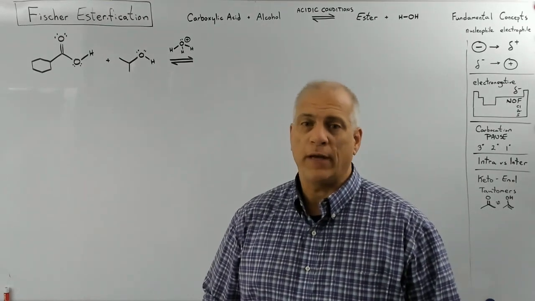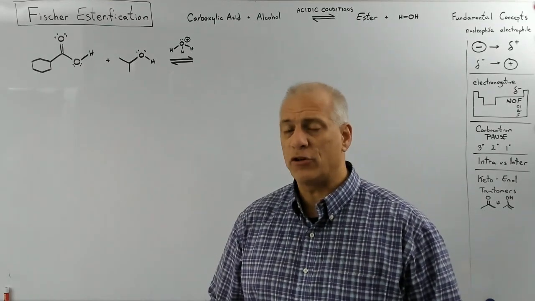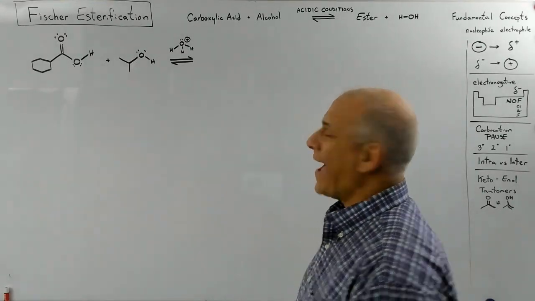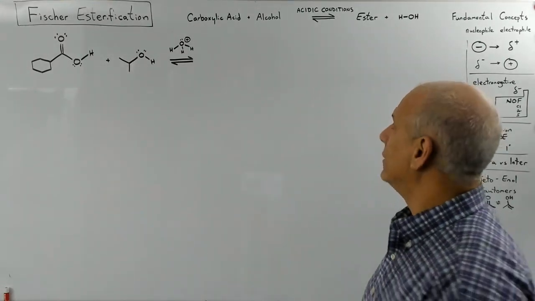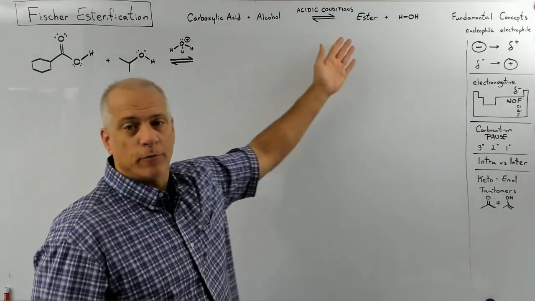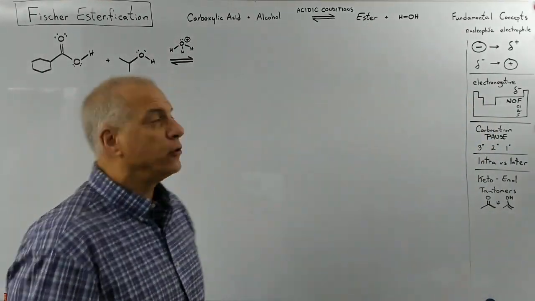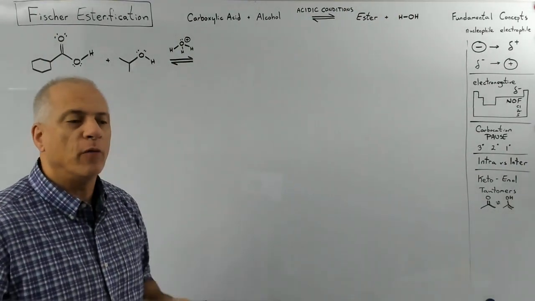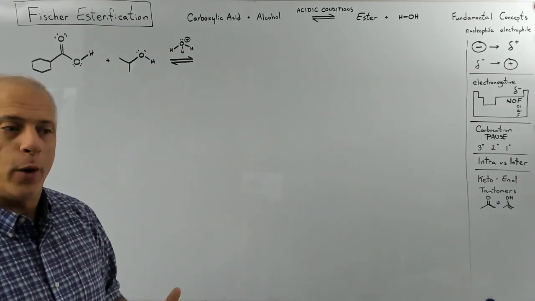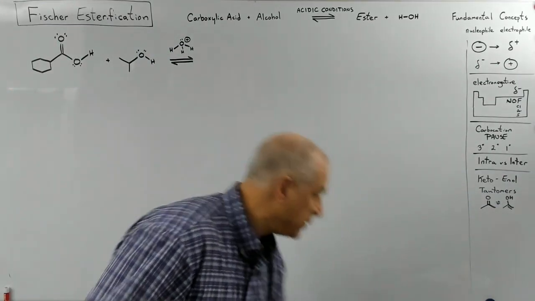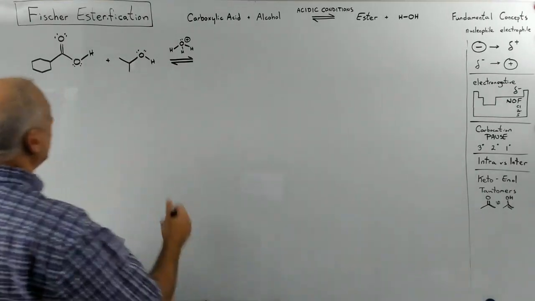In this video, we'll take a look at the mechanism for a Fischer esterification. If you have a carboxylic acid and an alcohol present under acidic conditions, you will produce an ester and water. Now you'll notice I wrote the water as HOH because the hydrogen will have come from the alcohol, the OH will have come from the carboxylic acid. Let's go ahead and take a look at this mechanism.